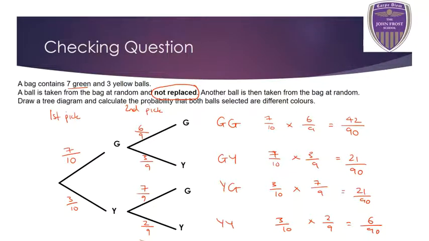And if we add those up, we should get 90. Then the question says, calculate the probability that both balls selected are different colors. So probability, and then I'm saying different colors. So anything where the colors are different, look. This one doesn't apply because they're the same. This one applies because that's two different colors. This one applies because that's two different colors. And this one doesn't because the two colors are the same. So that would be 42 over 90.